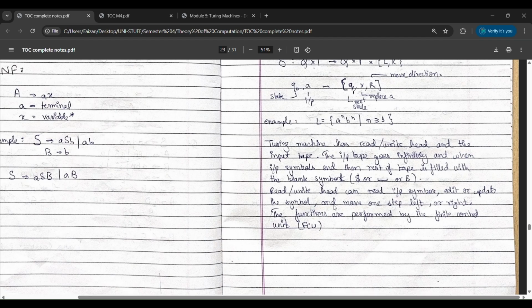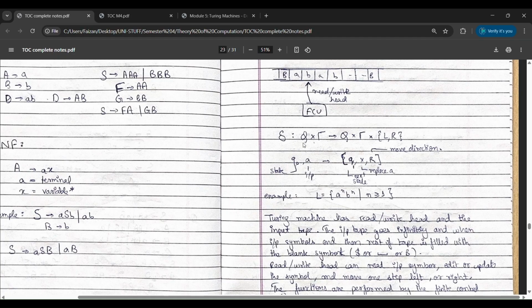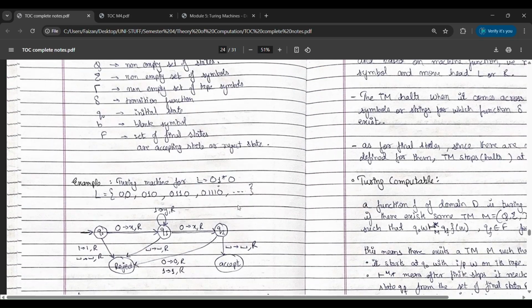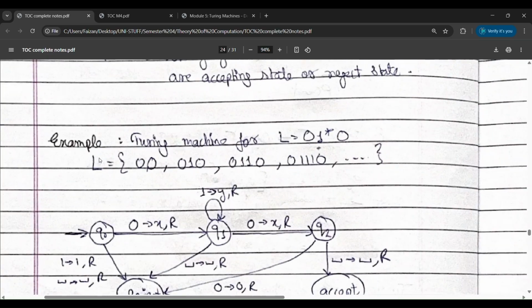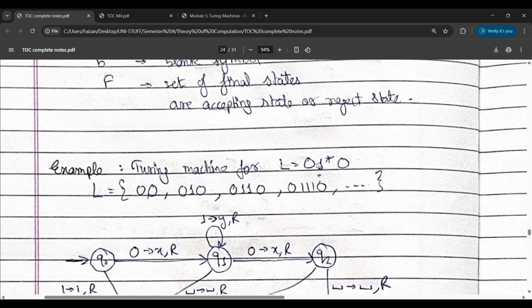Okay, the functions are performed by the finite control unit, the FCU, which controls the read write head. Now, looking at an example to understand how you can make the state diagram for the Turing machine. For the language 0 1 Kleene closure 0, what does this mean? We've studied this in regular expressions. Since there is a Kleene closure on 1, that means 1 can be null, or 1, 2, and so on infinitely. So you have 0 and 1 and 0. The most basic string would be when 1 is null, so you'll have 0 0, you'll have 0 1 0, 0 1 1 0, 0 1 1 1 0, and so on.